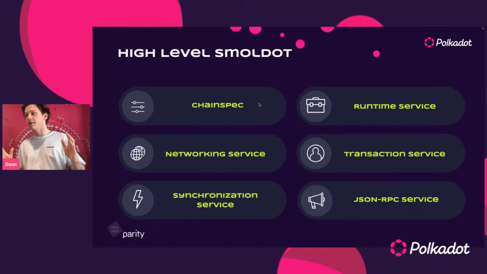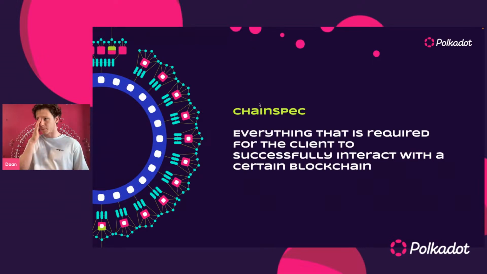If we go into the code, you can separate, so to speak, the code into 6 main pieces: the chain spec, where it all begins, the networking service, the synchronization service, the runtime service, the transaction service, and the JSON RPC service. Let's now dive into all of them and what they do, and why they are so important.